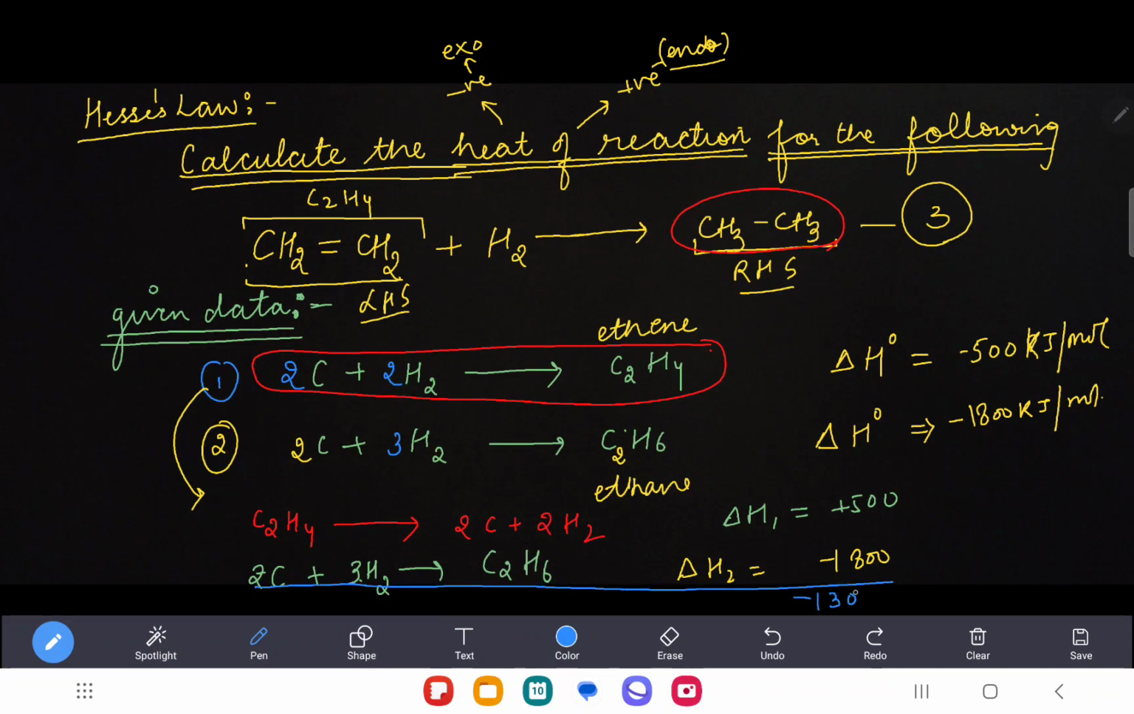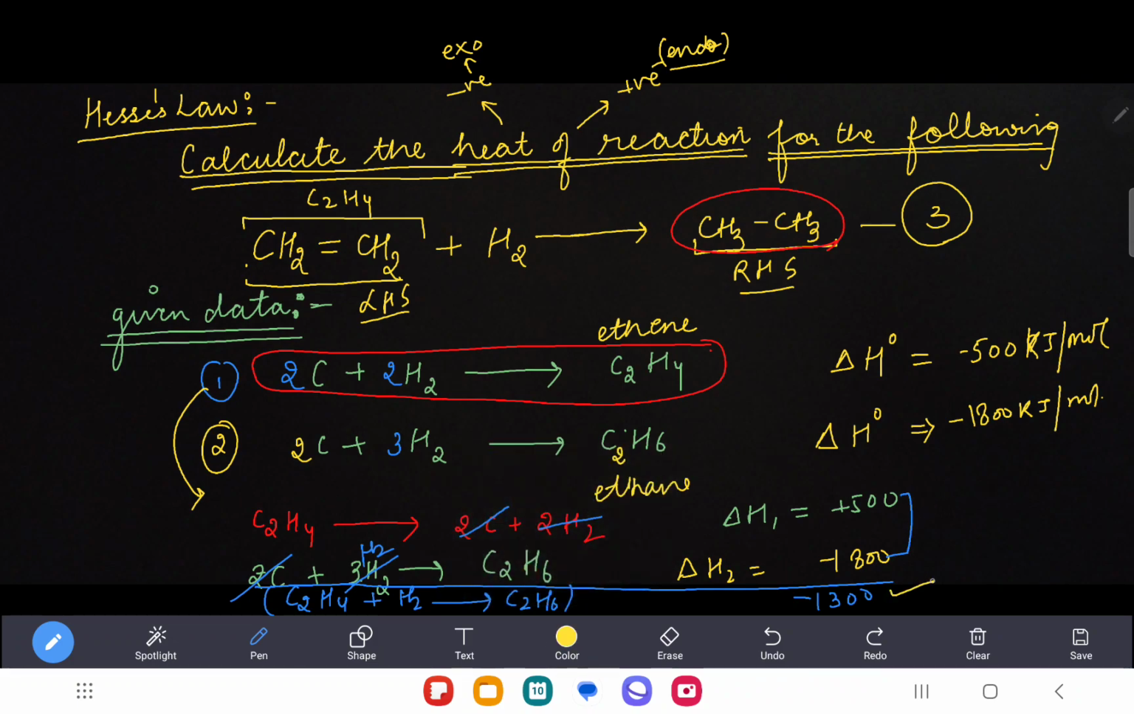It makes minus 1300, because when I add it up, two carbons cancel two carbons, and 2H2 cancels 2H2. So I'm left with just one H2. So when I add it up, it becomes C2H4 plus H2, and it gives me C2H6. Don't you think that it has generated my entire reaction? Yes. And I have to add the two equations because what is the basic theme of Hess's law?